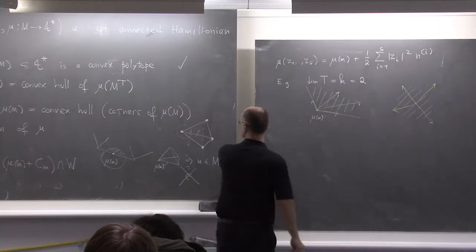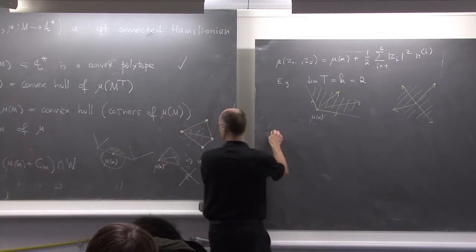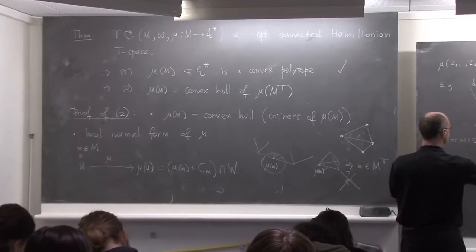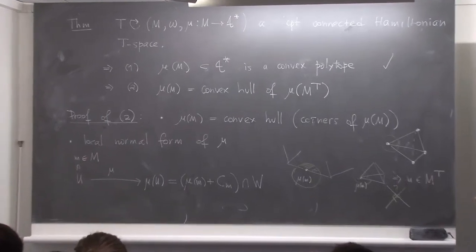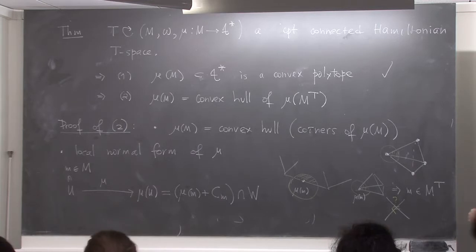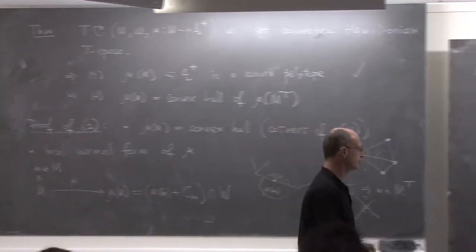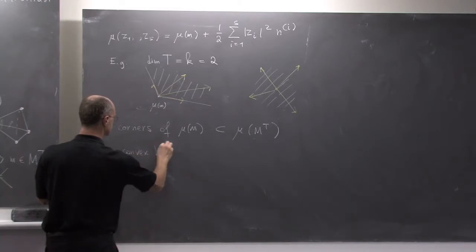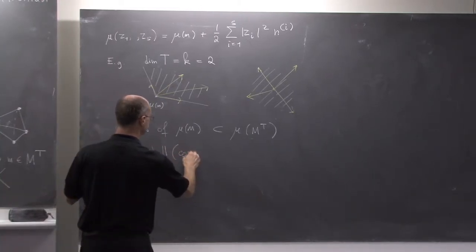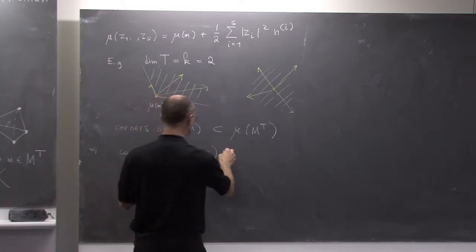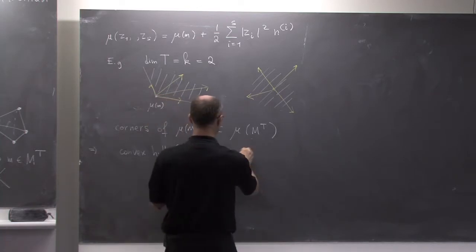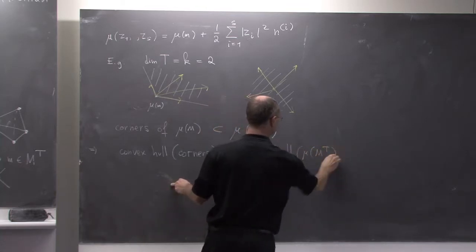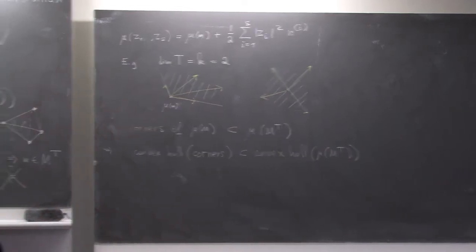All right, so what those local normal forms are telling us is that the corners of mu of M are contained in mu of MT. And this, of course, means that the convex hull of the corners is contained in the convex hull of mu of MT.